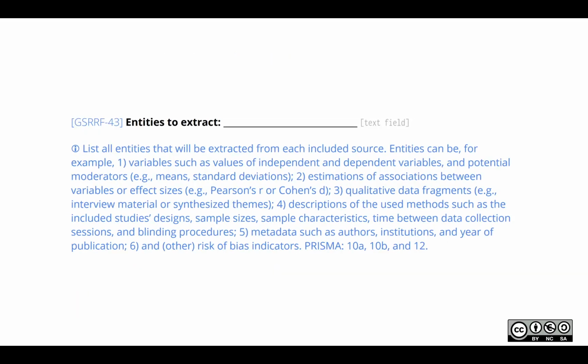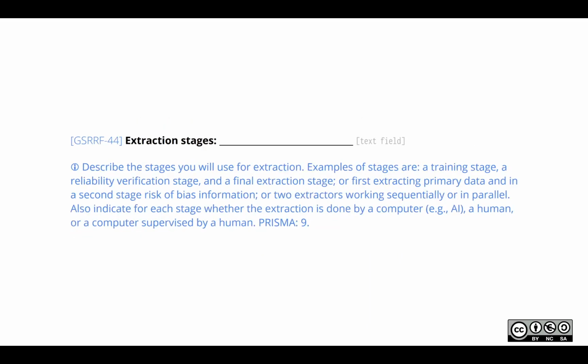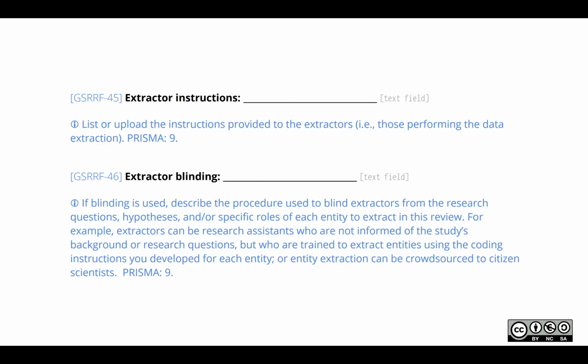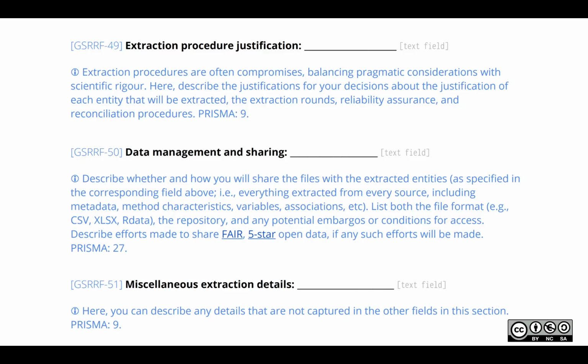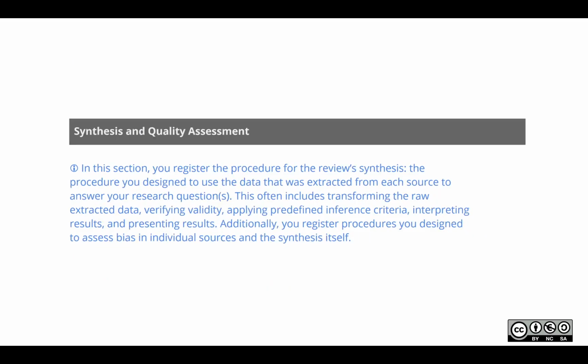Then you start with the extraction. You list everything you want to extract and how to define them, etc. Again, which stages you use, the instructions you give to the extractors, again, potential masking of extractors if you don't want them to see certain parts of a study, reliability computation, and reconciliation procedure. Hopefully you'll recognize quite a bit from the screening. And again, the justification, your data management plans, and additional extraction details.